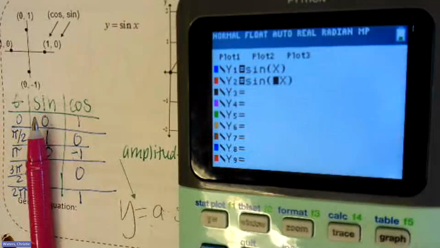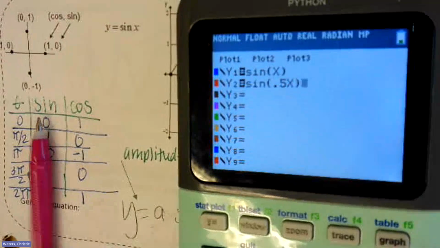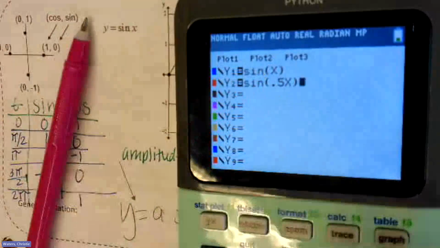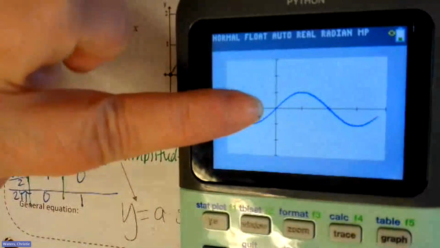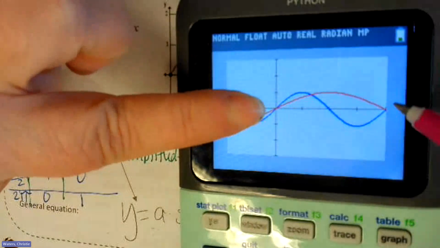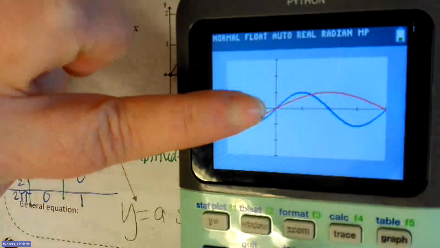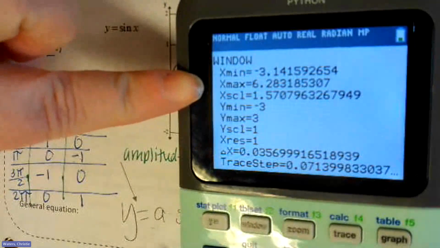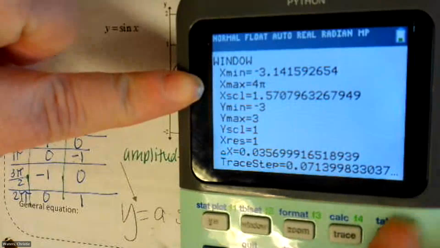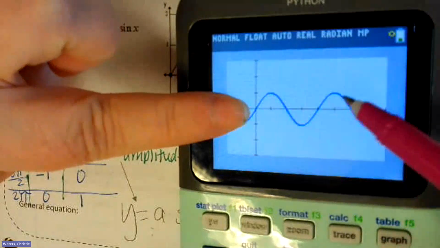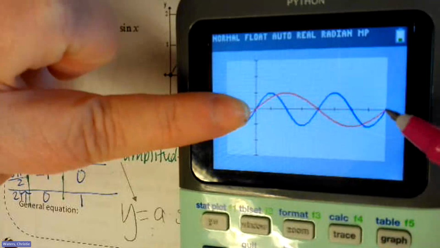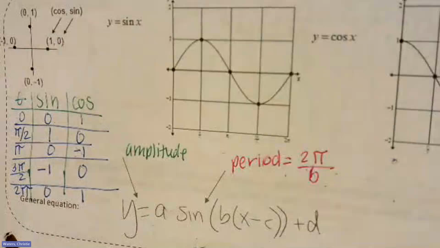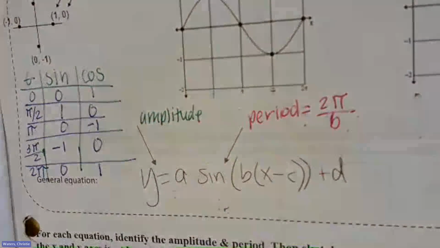Now, the other thing that you could do is, let's say I do 0.5x. So what this means is we're going to complete half of a cycle in the space that we would normally complete one. So again, here's one cycle at regular sine of x, and you see that? It's like half of a cycle. If I change my window and make it a little bit longer, so instead of going out 2 pi, I'll go 4 pi. So we should get 2 cycles of the regular one, and now we're getting 1 cycle of the 0.5x. All right. So B is almost like a horizontal stretch or compress.